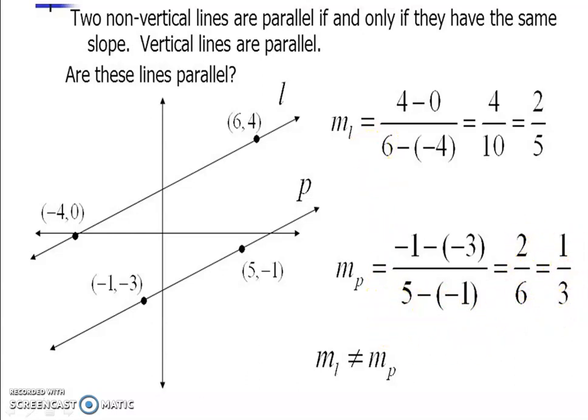M1 and MP slopes are 2 upon 5 and 1 upon 3. So ML and MP are not equal. That's why these are not parallel lines. We have to check.